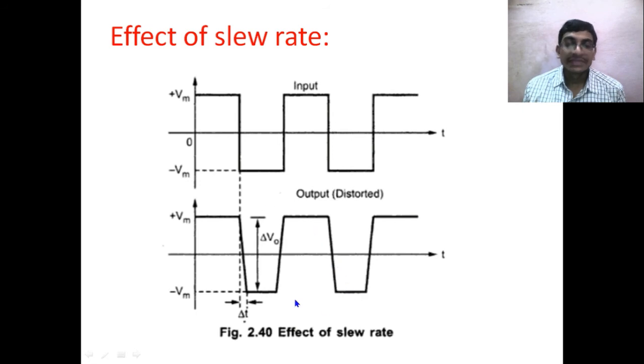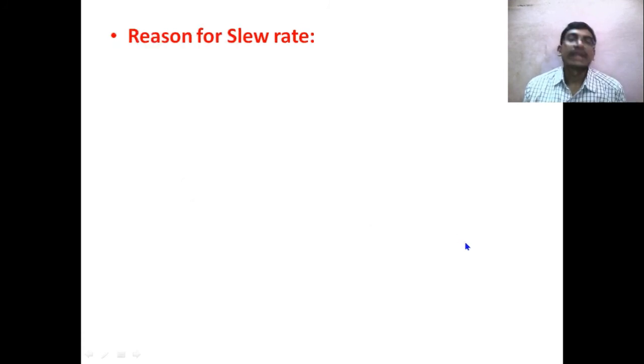So this is the effect of slew rate. If the slew rate is high, then there is no problem. If the slew rate is low, only then will we have this type of distortion at the output. If the slew rate is high, which means more volts can change in a microsecond, then definitely without any delay the output will shift from plus Vm to minus Vm. So this is the effect of the slew rate.